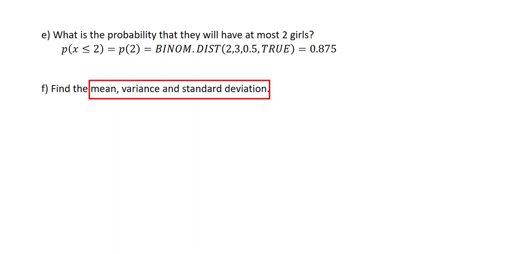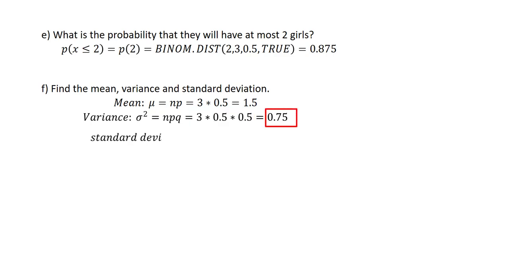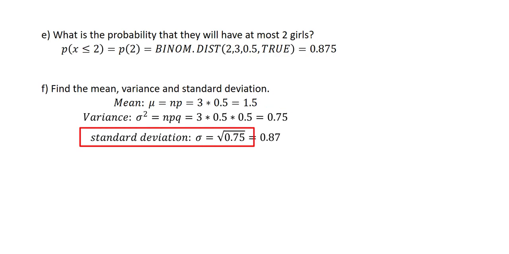The next question, we're supposed to find the mean, variance, and standard deviation. Now to do this, we simply use the formulas for the binomial distribution. To compute the mean, it will simply be my N multiplied by P, which in this case is 3 multiplied by 0.5, which gives me 1.5. My variance will be N multiplied by P multiplied by Q, which in this case is 3 multiplied by 0.5 multiplied by 0.5, which will give me 0.75. And lastly, my standard deviation will be the square root of the variance, which in this case is the square root of 0.75.